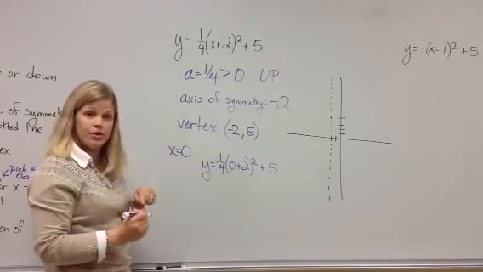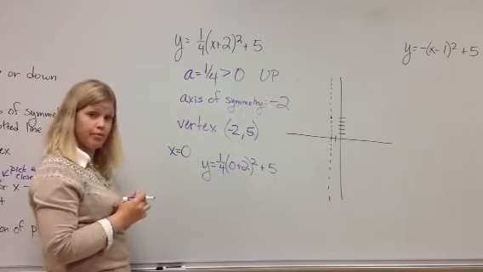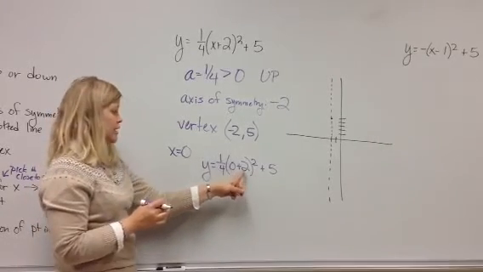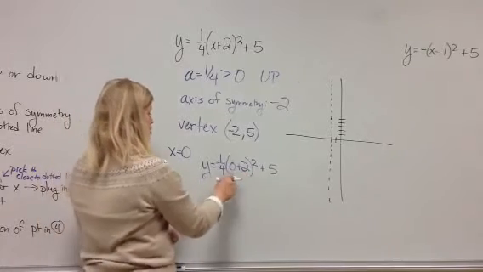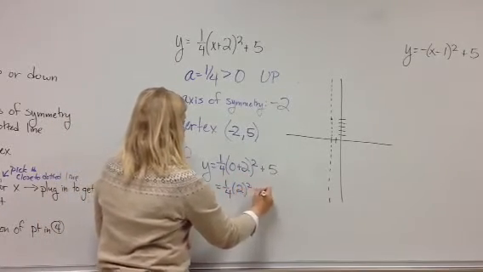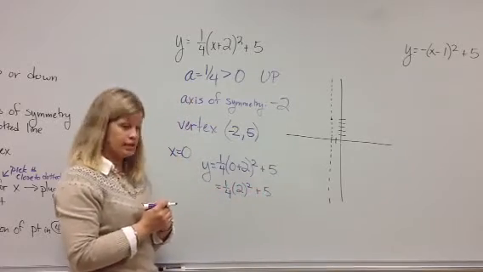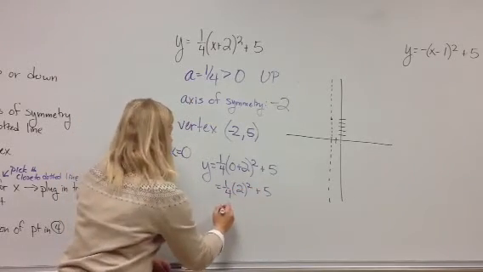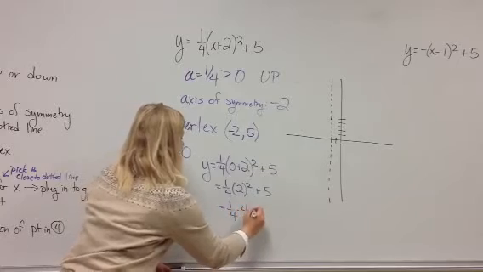So let's see. What do we do first? This is order of operations. So we need to do what's inside the parentheses first. So 0 plus 2 is 2. Then what do we do next? Oh yes, exponents. So 2 squared is 4.